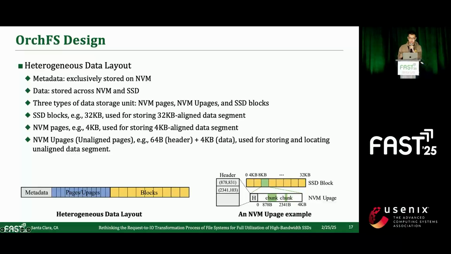First, let's look at the heterogeneous data layout. In our file system, all metadata is located on the NVM side, while the data is placed across both NVM and SSD. We introduce three types of storage units: NVM pages, NVMe pages, and SSD blocks. The SSD blocks are used for 32 kilobytes aligned data segments. NVM pages are used for 4 kilobytes aligned data segments. And NVMe pages are used for the remaining unaligned data segments.